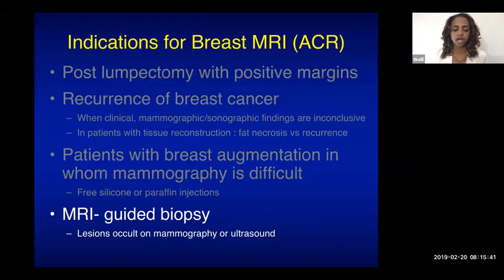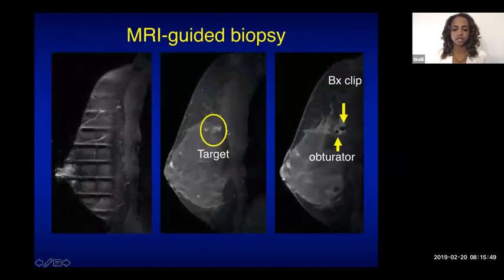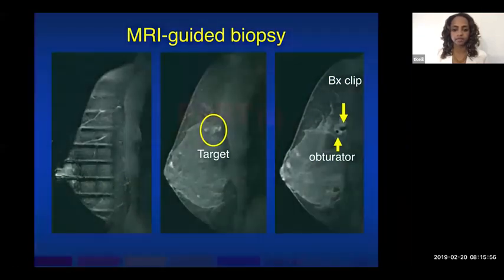And finally, MRI can be used for MR-guided biopsy if the lesions are seen on mammography or ultrasound. So here's an example of a finding that's only visible on MRI that we used MRI for MRI-guided biopsy.